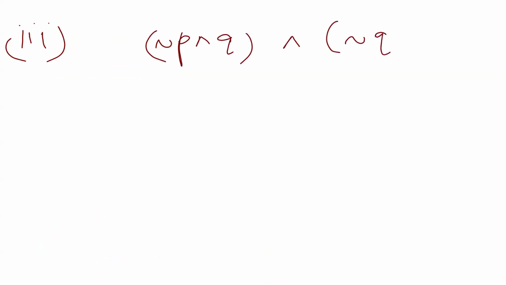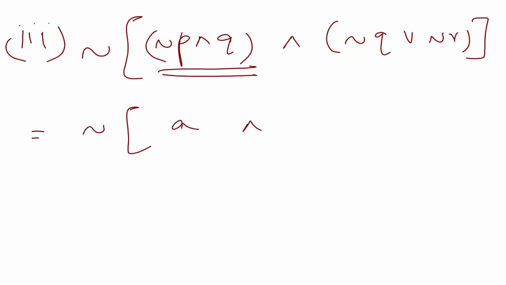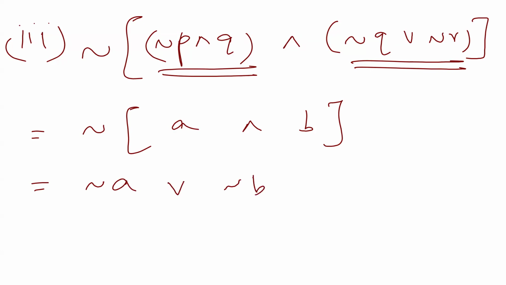Yes. Next one. Sub question 3. Negation P and Q and negation Q and negation R. ये पूरा statement का we need to find out negation. So the first statement is A, second statement is B. Your college teachers will not take this A and B, they will solve directly. It's your choice and their choice. So negation of A or negation of B.